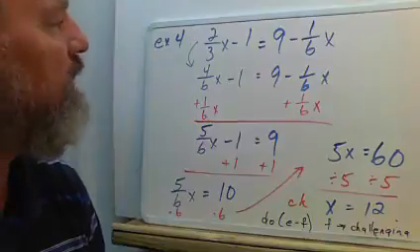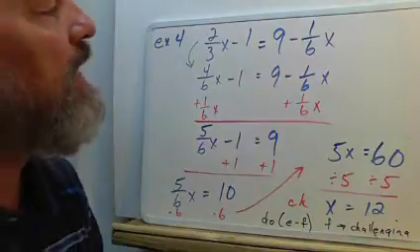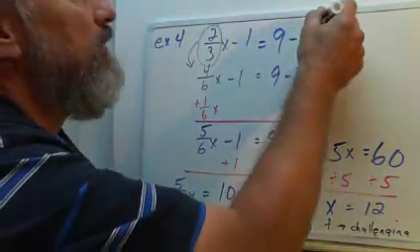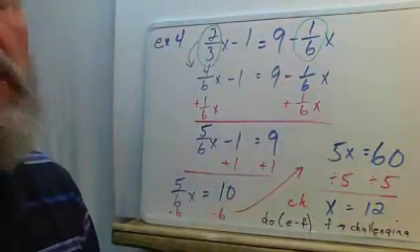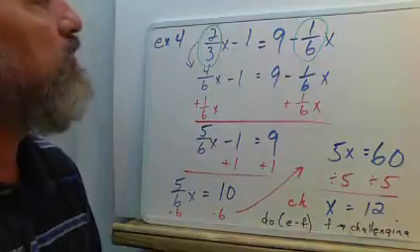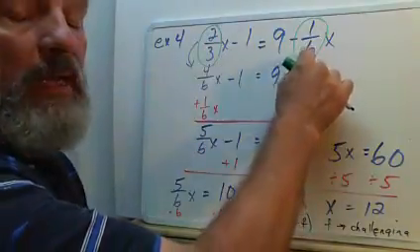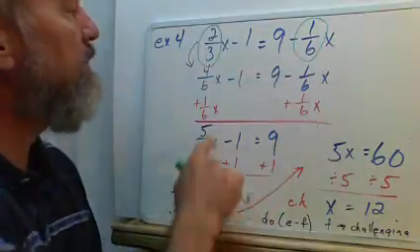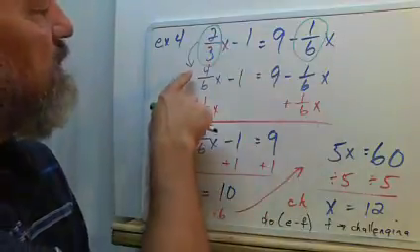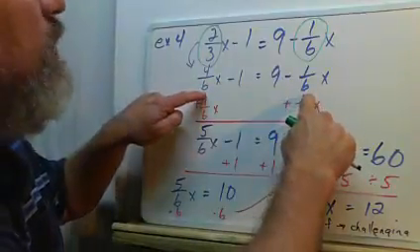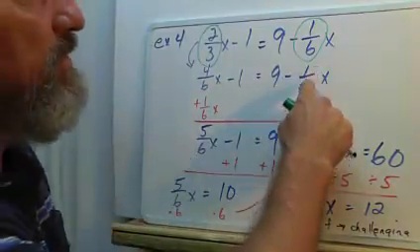Example number 4. We have 2/3 x minus 1 equals 9 minus 1/6 x. The key here is we have different denominators for our fractions. So we need to end up with a common denominator because we're going to be adding or subtracting the variable. So we want to change 2/3 x into 4/6 x. Now we have a problem that we can easily do. We have 4/6 x and negative 1/6 x.